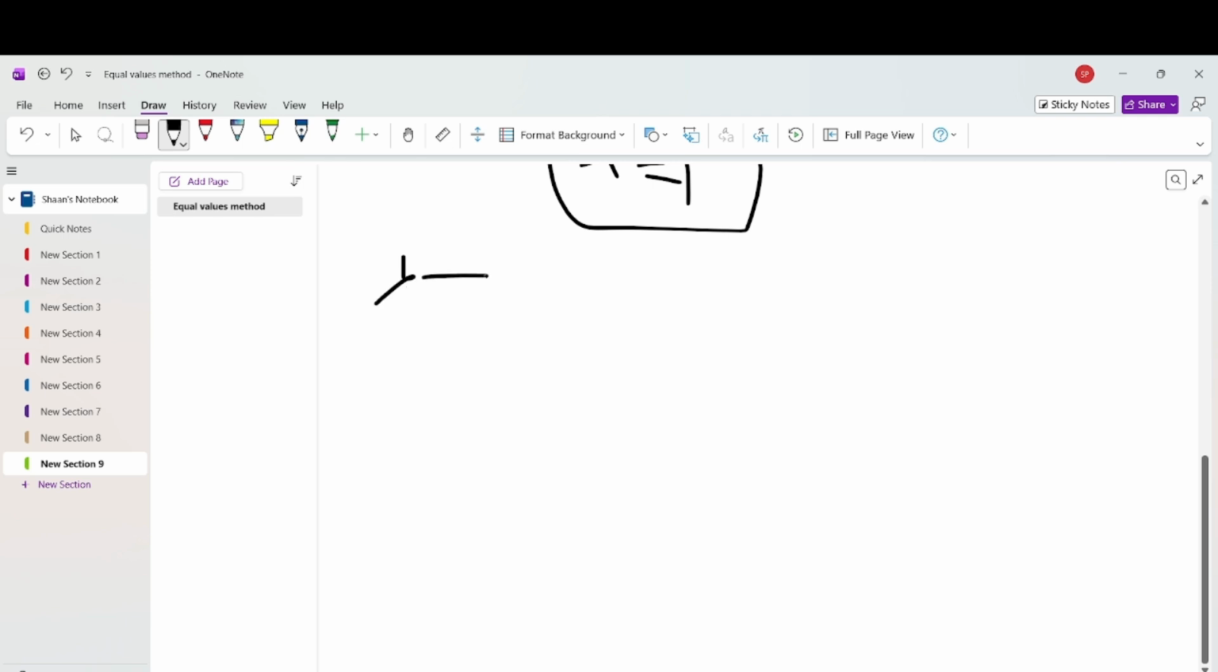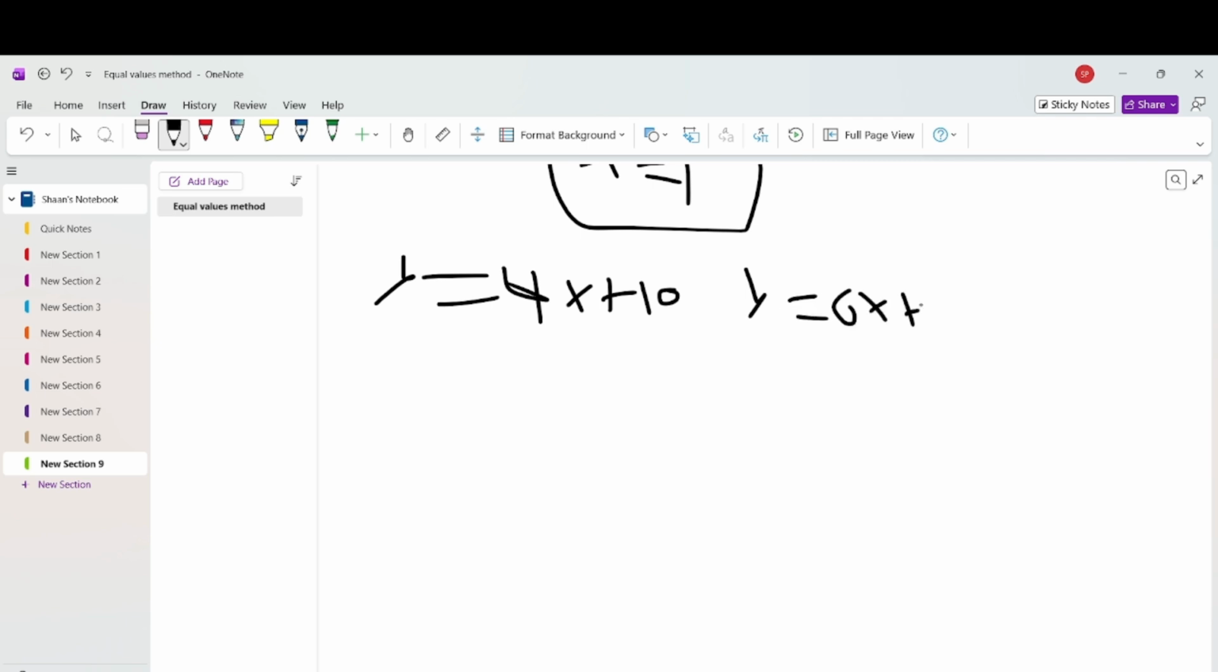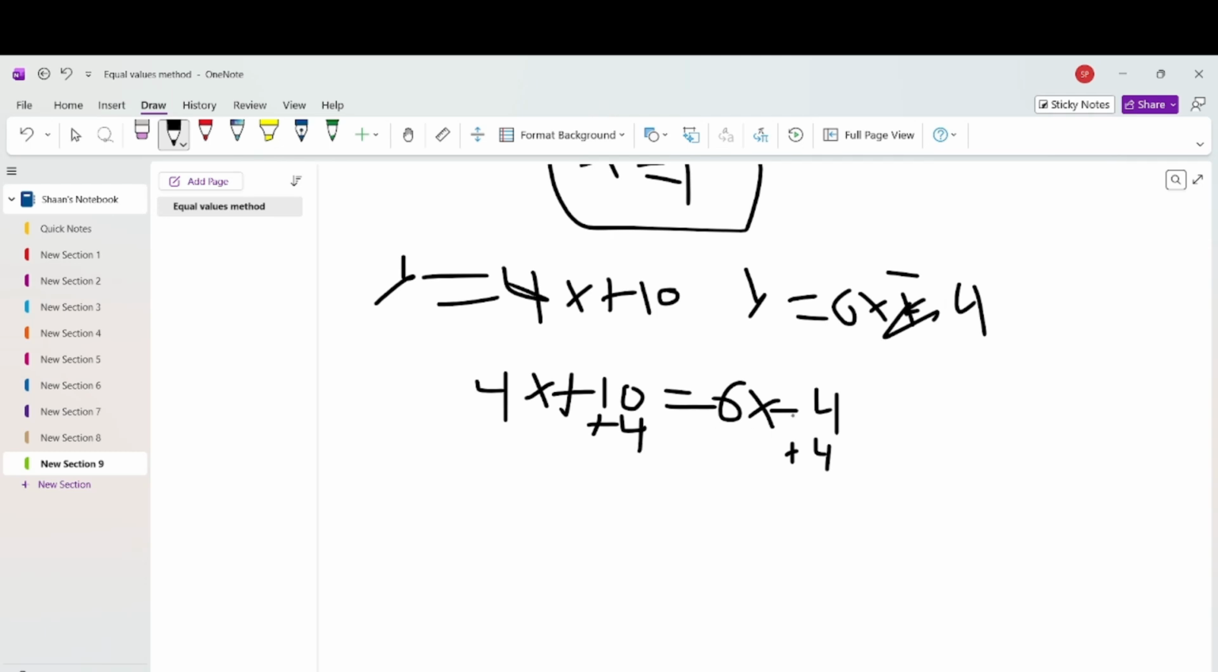So let's say y is equal to 4x plus 10 and y is equal to 6x plus, actually I'll just do minus 4. Again, the equal values method says that if 2 equations are equal to the same thing, then they are equal to each other. So this means that 4x plus 10 is equal to 6x minus 4. Again, we need to get x alone. So I'm going to add 4 to both sides. So plus 4 here, plus 4 here. That's going to get rid of this 4.